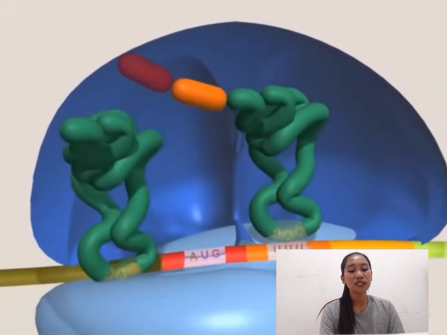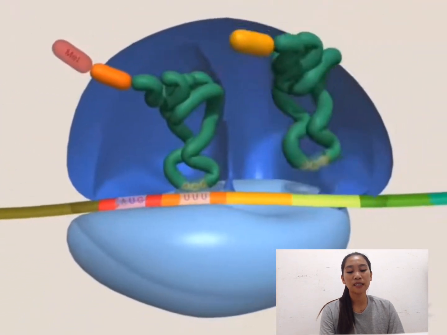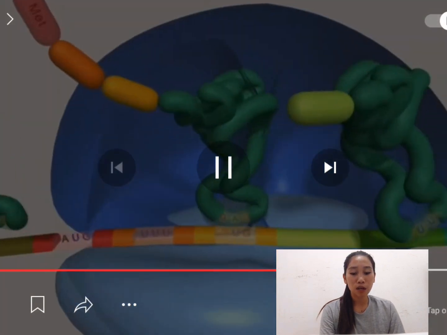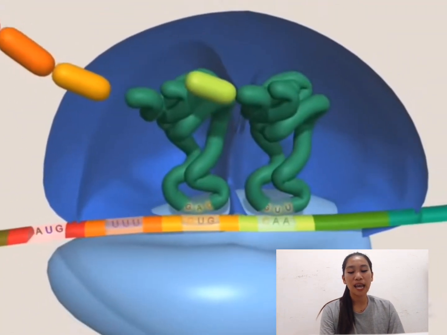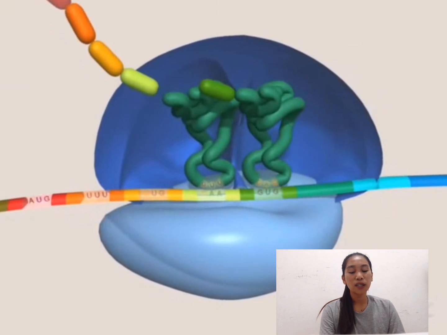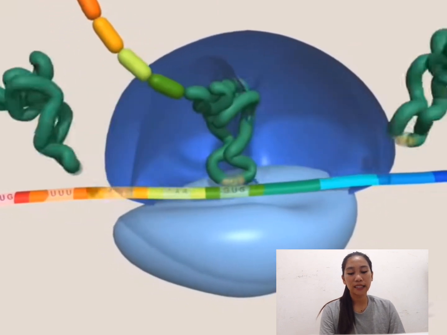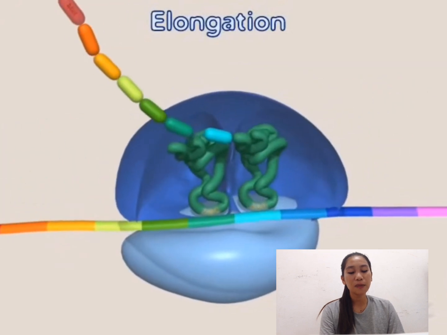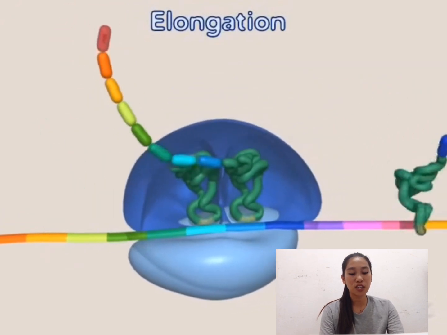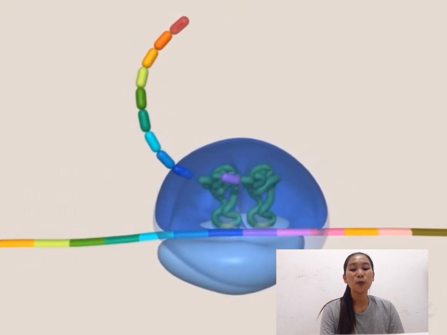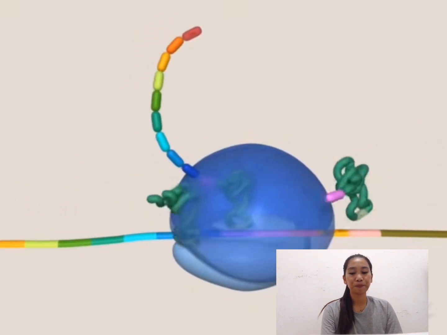As elongation continues, the growing peptide is continually transferred to the new tRNA. The ribosome moves along the mRNA and a new tRNA enters. When a stop codon is encountered in the A site, a release factor enters the A site. Translation is terminated. When termination is reached, the ribosome dissociates and the newly formed protein is released.